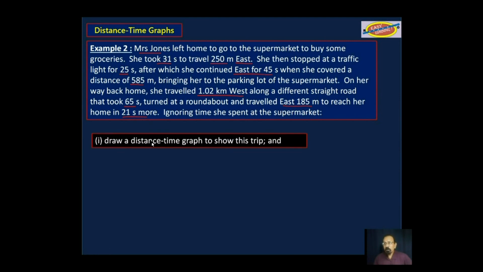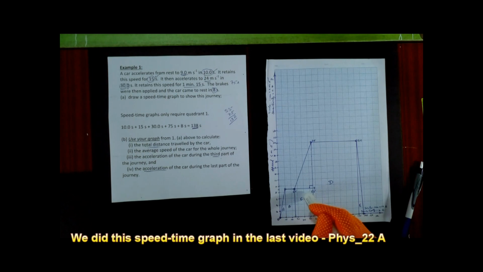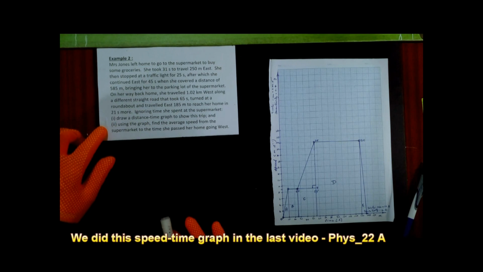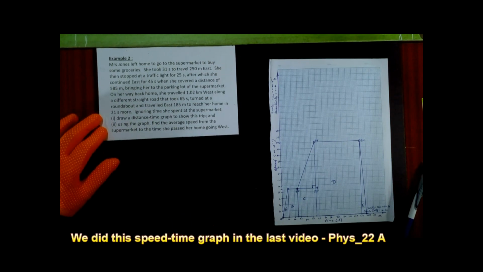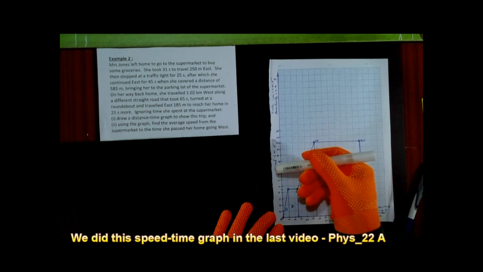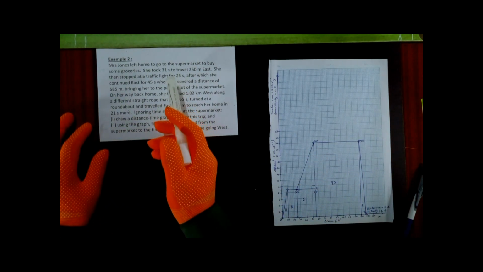first, we are to draw a distance time graph to show this journey. And secondly, we are to use the graph to find the average speed from the supermarket to the time she passed her home going west. So this is a speed time graph, and from the graph you have to do certain things. Sometimes you are asked to do a distance time graph instead of a speed time graph. So time will still be here, but instead of speed, we'll have distance here. So here is a question.